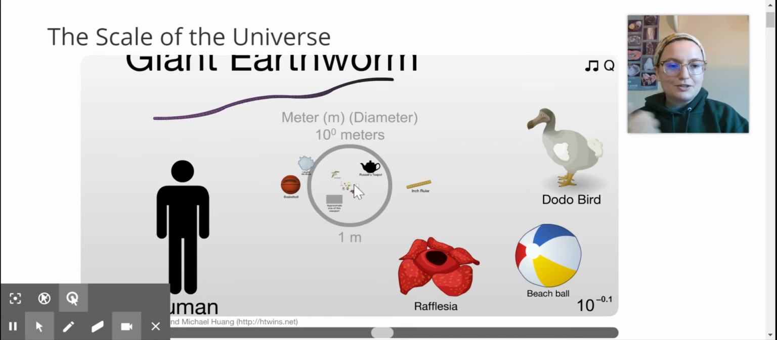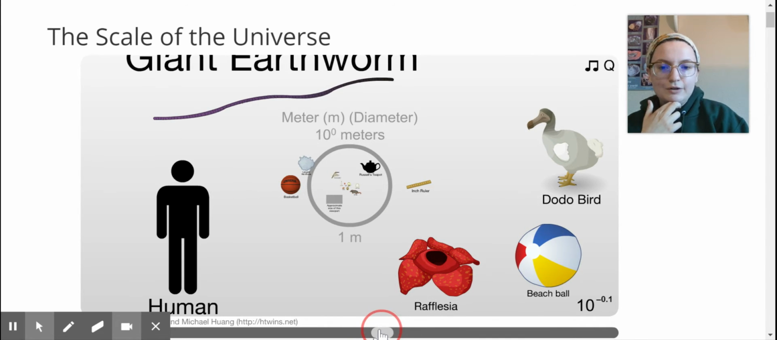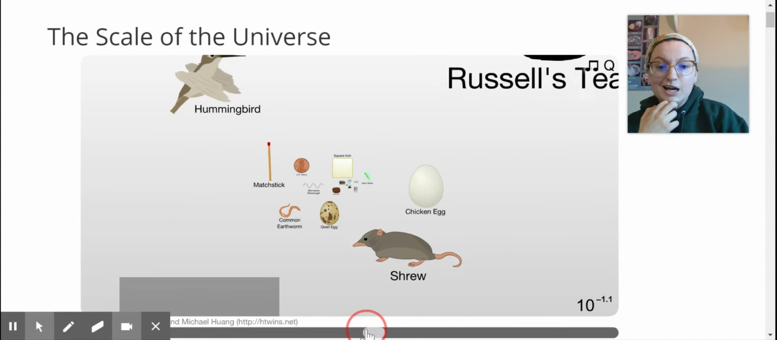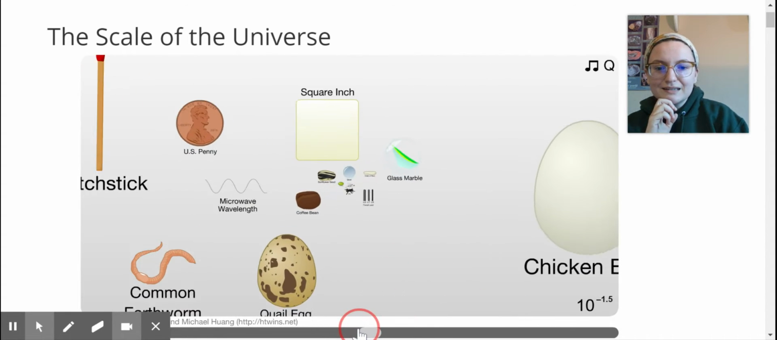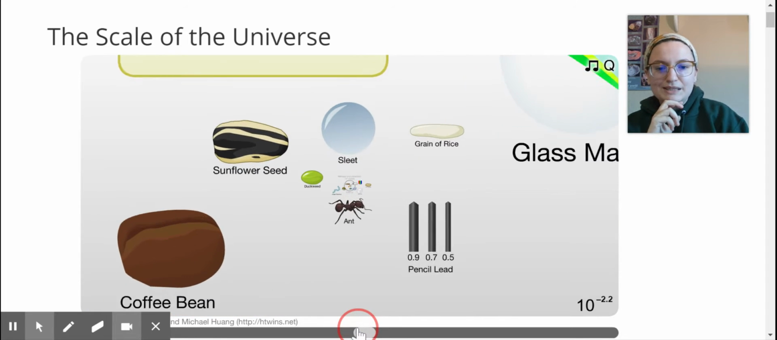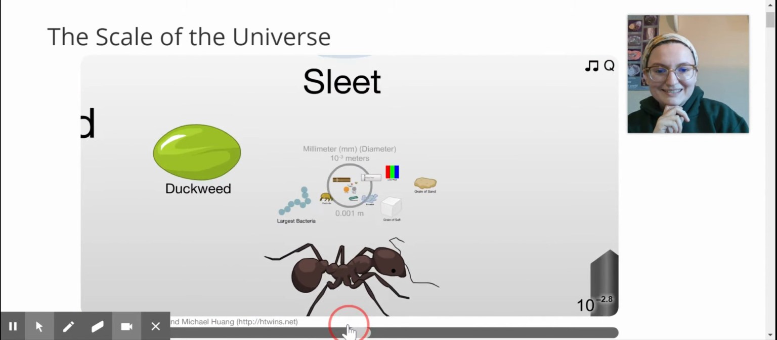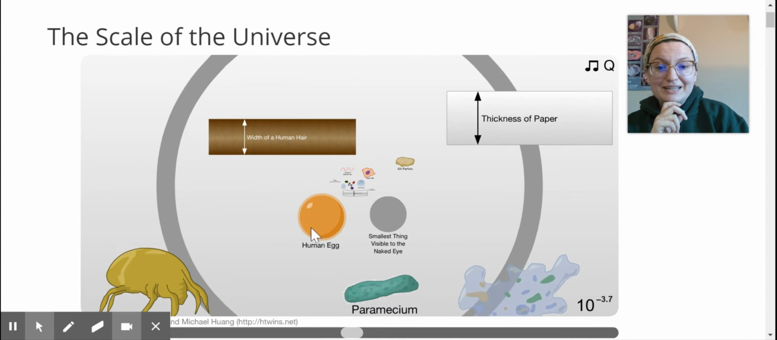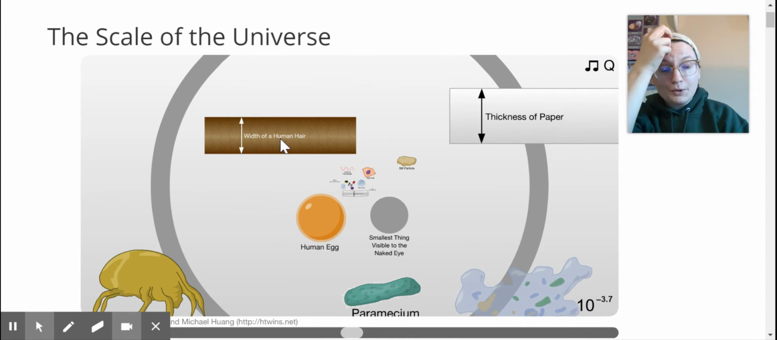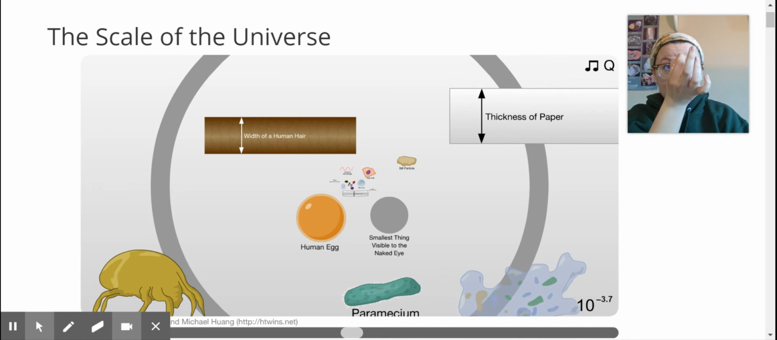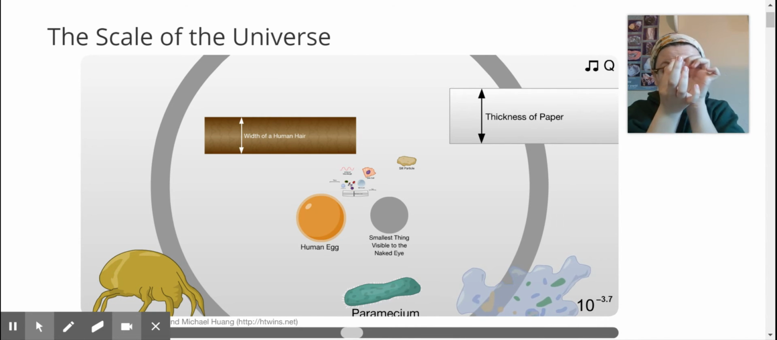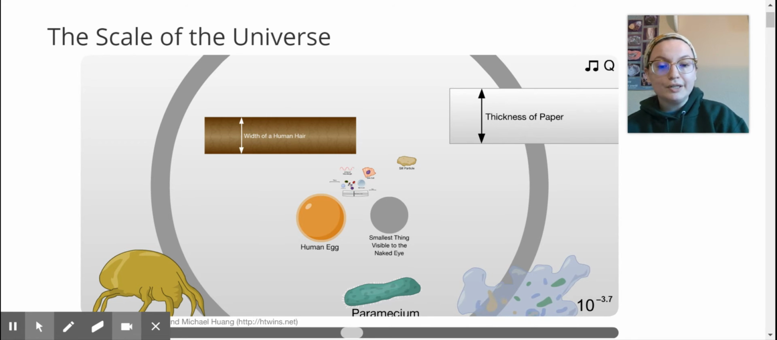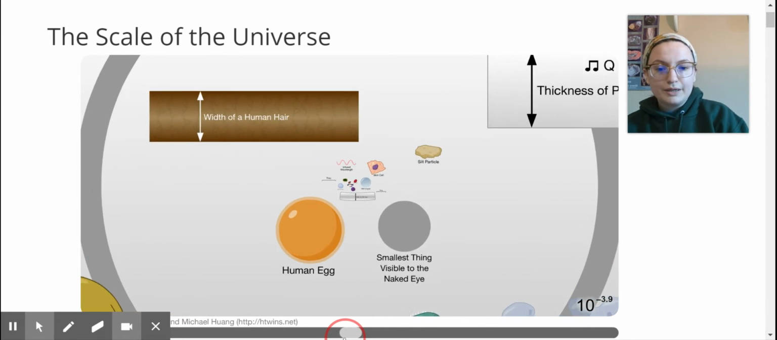We're using humans as our sort of start of the scale, and now we are going to zoom in past basketballs, past hummingbirds and chicken eggs, marbles, coffee beans, ants, grains of salt. All the way down here, we're at the width of a human hair. So if you pull a hair forward from your forehead and look at it, the width of that, that's how small we're looking at right now. And we're not even close to getting down to where we're going to go.